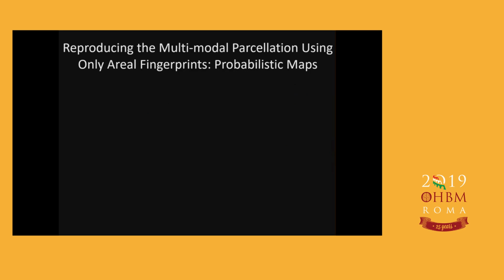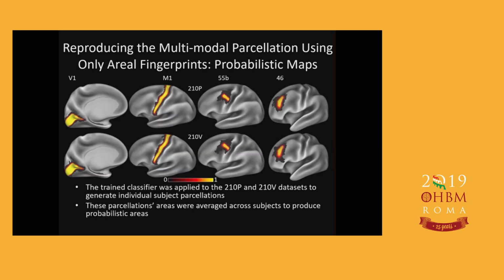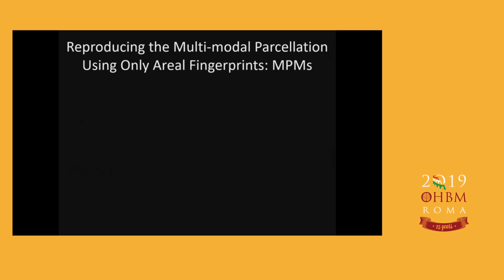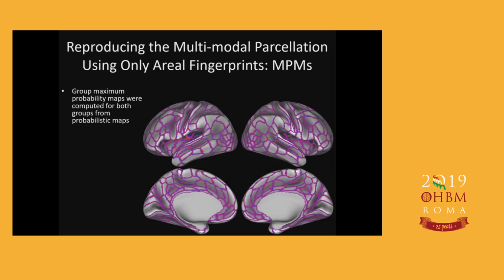So what about reproducing the multimodal parcellation using only areal fingerprints? We can apply the areal classifier to individual subjects, generate individual subject parcellations, and then average each area's map across subjects to make probabilistic maps of the areas. We've got V1, M1. Here's 55B and 46, which are a little bit more variable, but these probabilistic maps are very similar across the two groups. What about reproducing the overall parcellation? We can use maximum probability maps to do that, and that's what we see here.